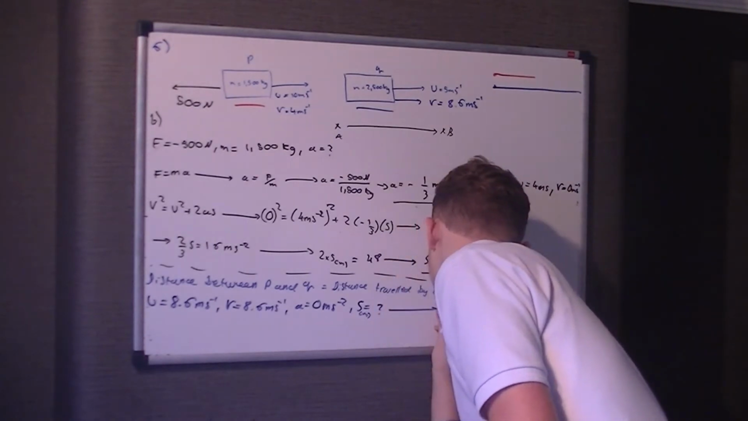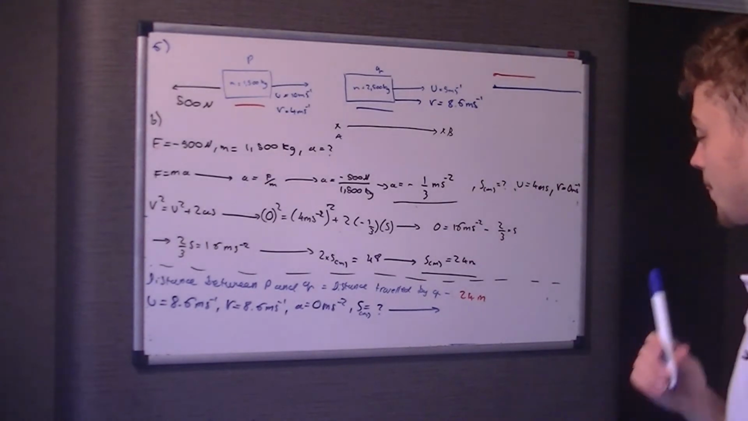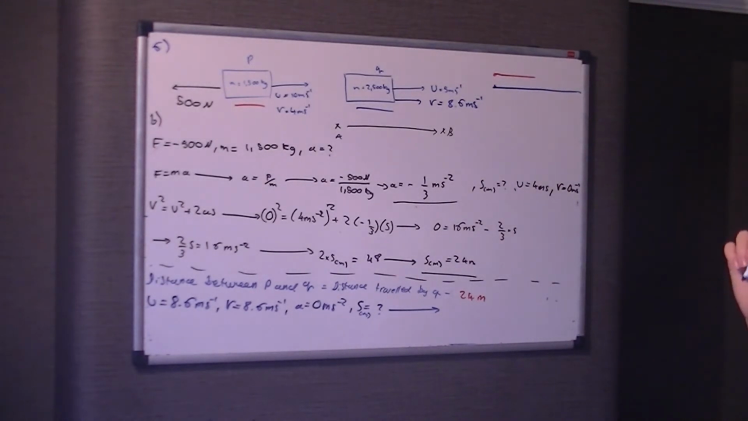Don't know what that is. So V squared equals U squared plus 2AS. Oh, well, sorry, no, that'd be a little bit difficult. Actually, no, don't use that one, it's a bad example.